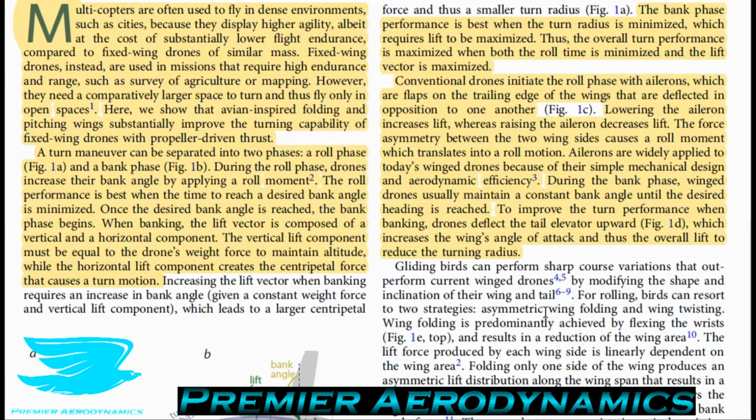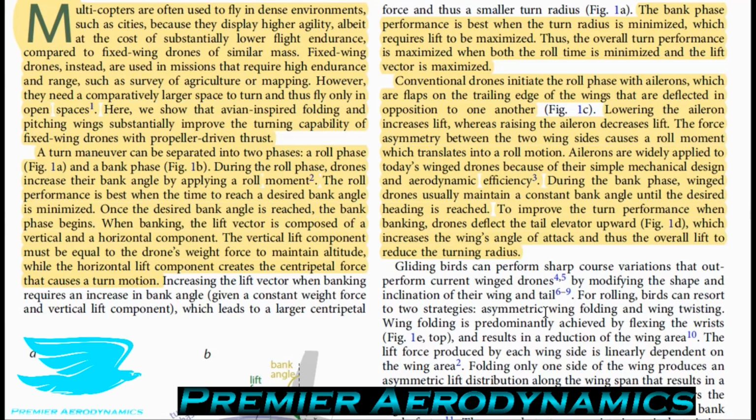Multicopters are often used to fly in dense environments such as cities because they display higher agility, albeit at the cost of substantially low flight endurance compared to fixed-wing drones of similar mass. Fixed-wing drones, instead, are used in missions that require high endurance and range, such as surveys of agricultural mapping. And this is very normal. If you think about a helicopter compared to a fixed-wing aircraft like an airplane, we all know that helicopters are very maneuverable. They can hover in space and they can land vertically and take off, whereas airplanes usually don't have any of those abilities. But the benefit of airplanes is that they can travel much further distances and usually much faster. So that's a similarity between these multicopters and regular drones.